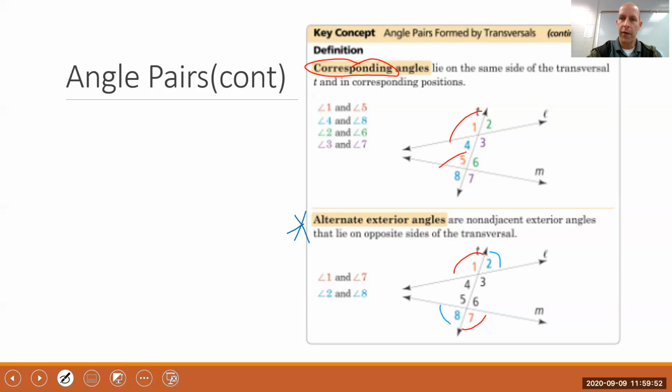Would you agree that if we consider this point of intersection here and this point of intersection here, we'll call this one up here point P, and down here we'll call that point S, okay? At point P, would you agree that angle 1 is, if you will, above and to the left of that point? Same thing for angle 5. Angles 2 and 6 are corresponding because they're both above their corresponding line and they are on the same side of the transversal, so they're corresponding angles.